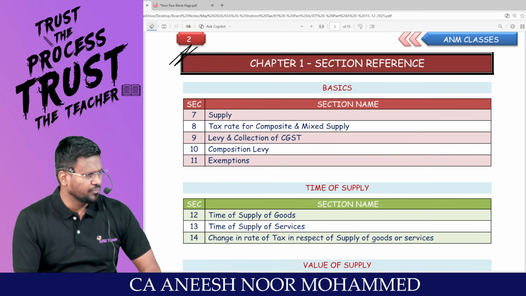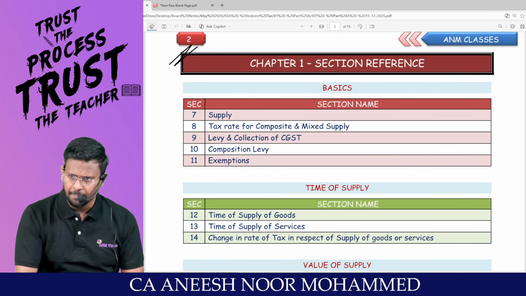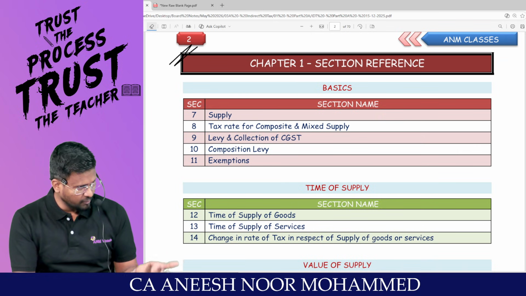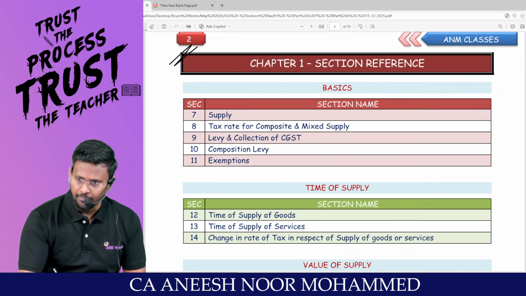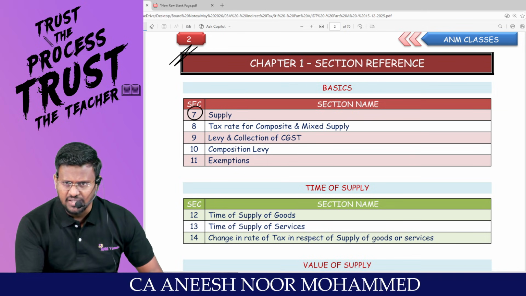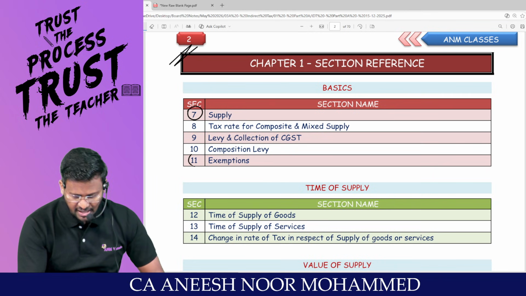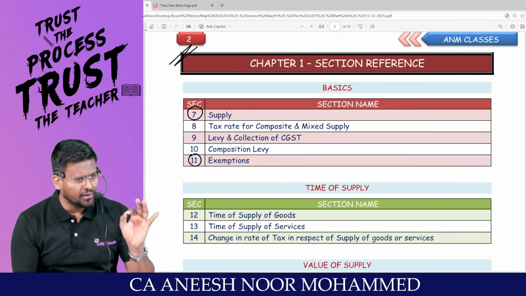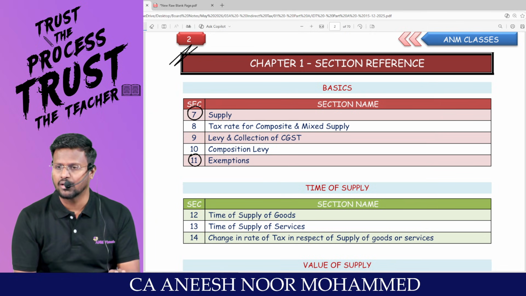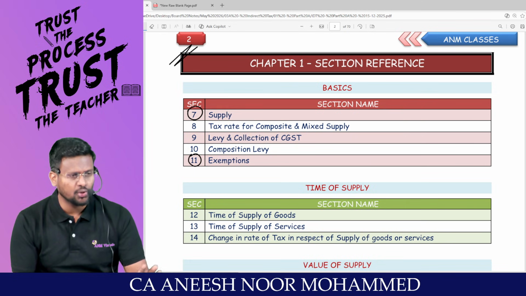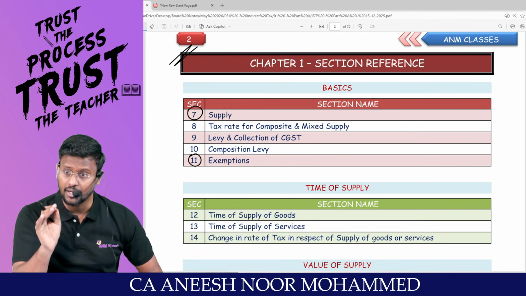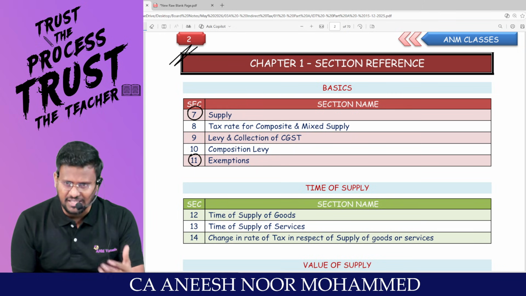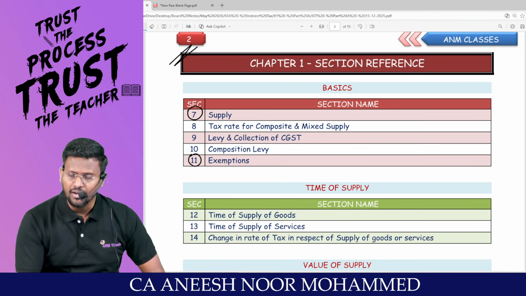Let me ask you one question. In a subject, if there are 15 chapters, will you study all the 15 chapters for your exam? Never. The same way, if an activity has become a supply, all supplies are not taxable for the time being. That is called exemption, Section 11. If an activity or transaction is covered under Section 11, then my dear lovable students, you are not liable to pay GST for the time being. But tomorrow, if that exemption is withdrawn by the government, then automatically it will become taxable. So Section 11 is exemption.